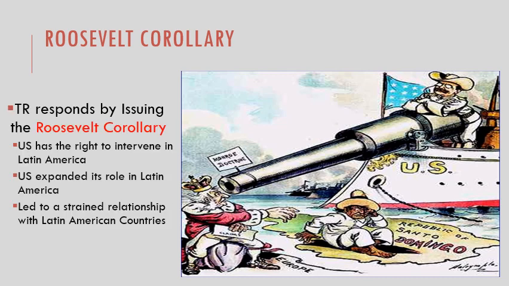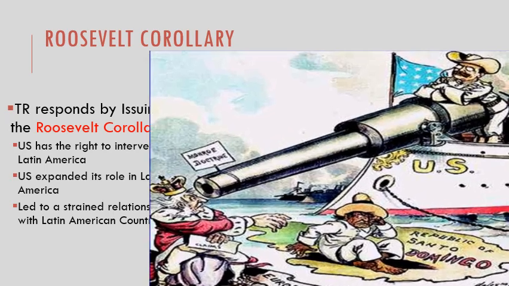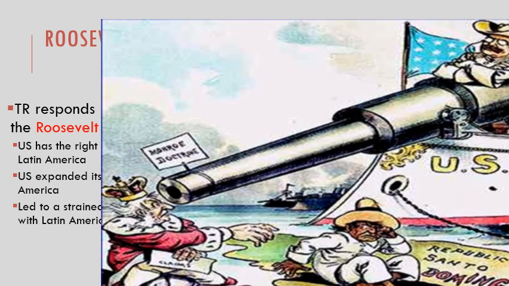So the U.S. issues a corollary. The U.S. has the right to intervene in Latin America, and the U.S. will expand its role in Latin America. However, it leads to more imperialism and sort of a strained relationship with Latin American countries, until the U.S. is just kind of using them as a chess piece. That's the Monroe Doctrine, or the Roosevelt Corollary, with the major candidates.